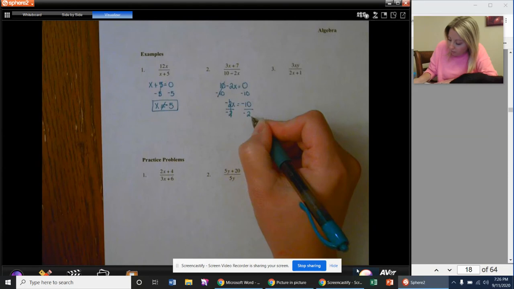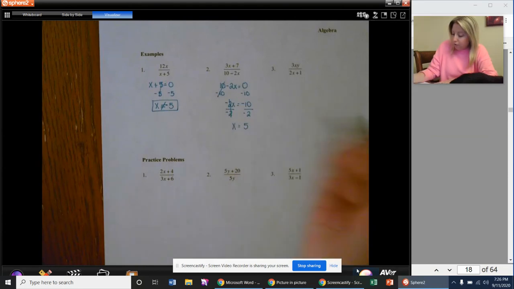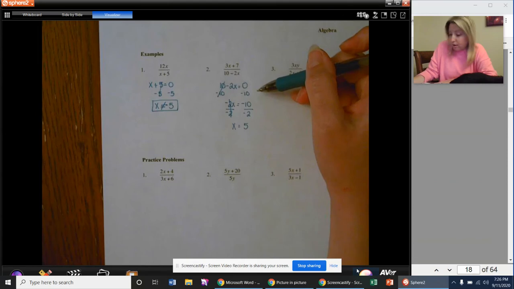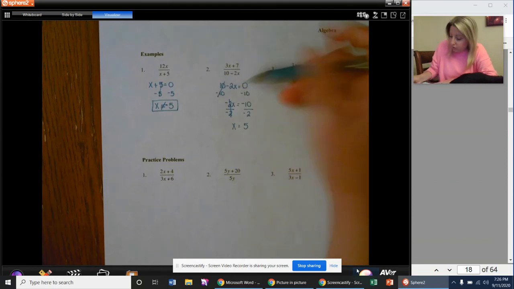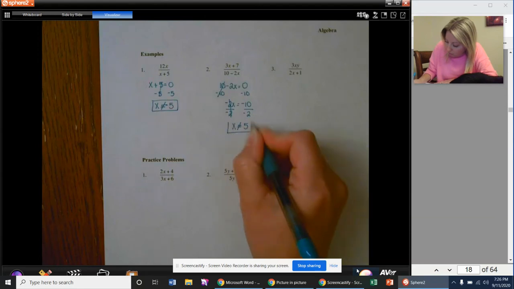A negative divided by a negative is a positive. So if x is equal to 5, your denominator is equal to 0. So we have to say that x cannot be equal to 5.